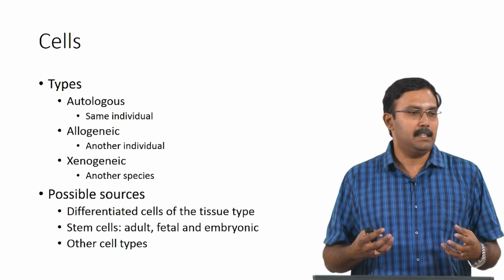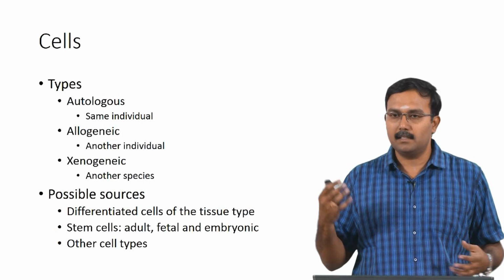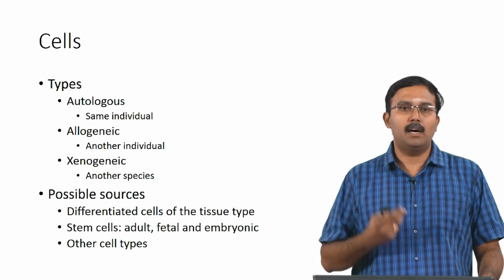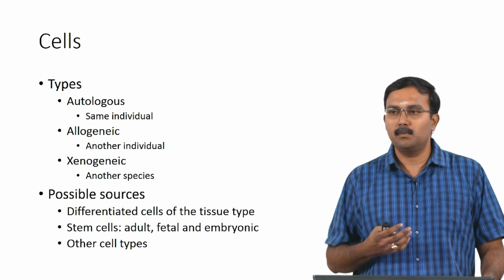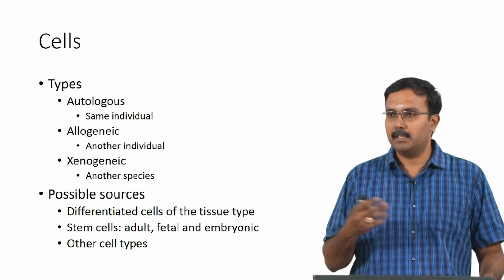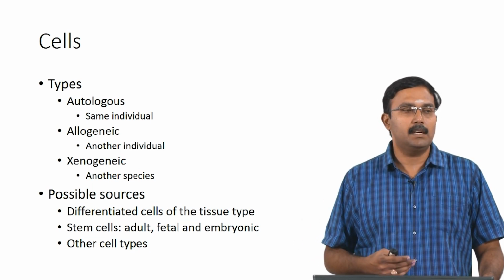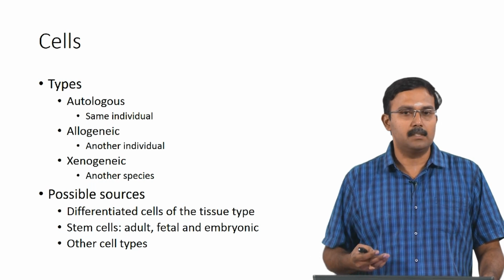Cells are basically of three different types. We have already discussed this earlier. You have autologous cells, which are cells from the same individual, allogenic cells, which are cells from another individual of the same species, and xenogenic is cells from another species altogether.